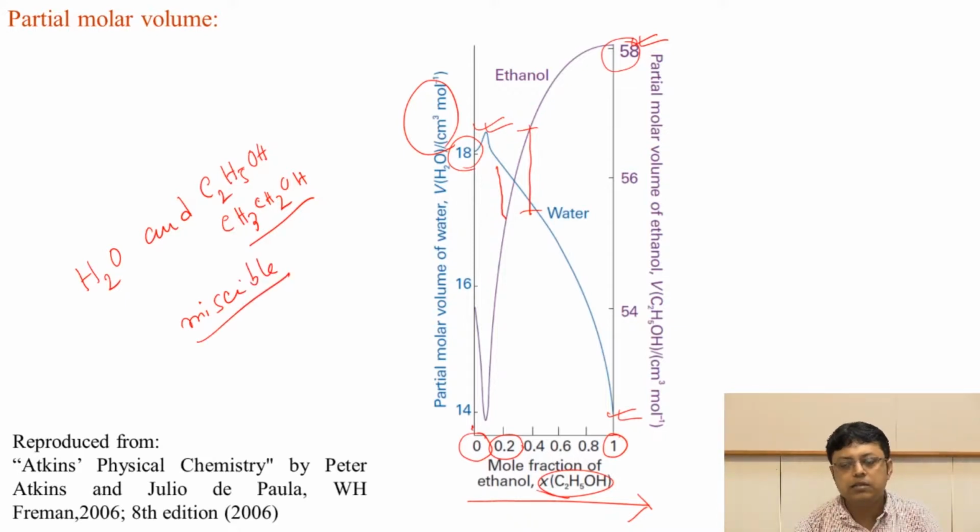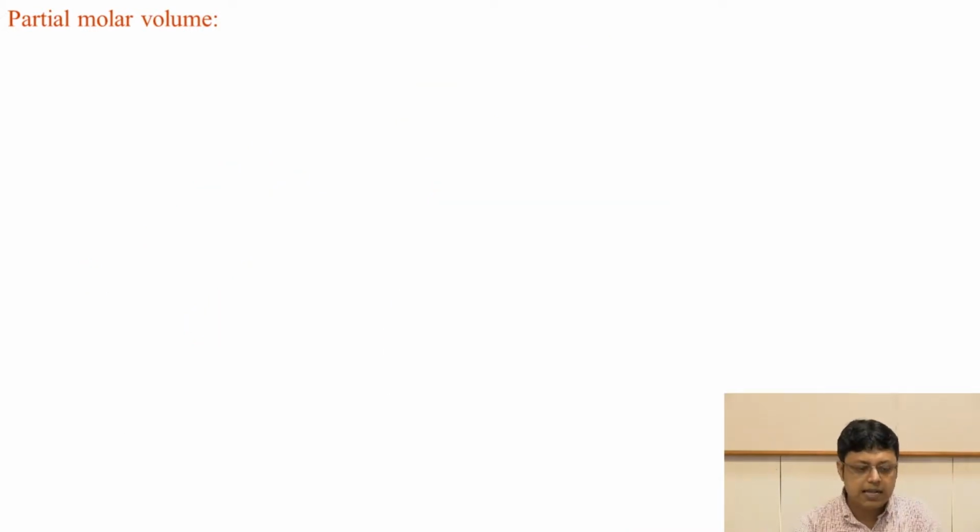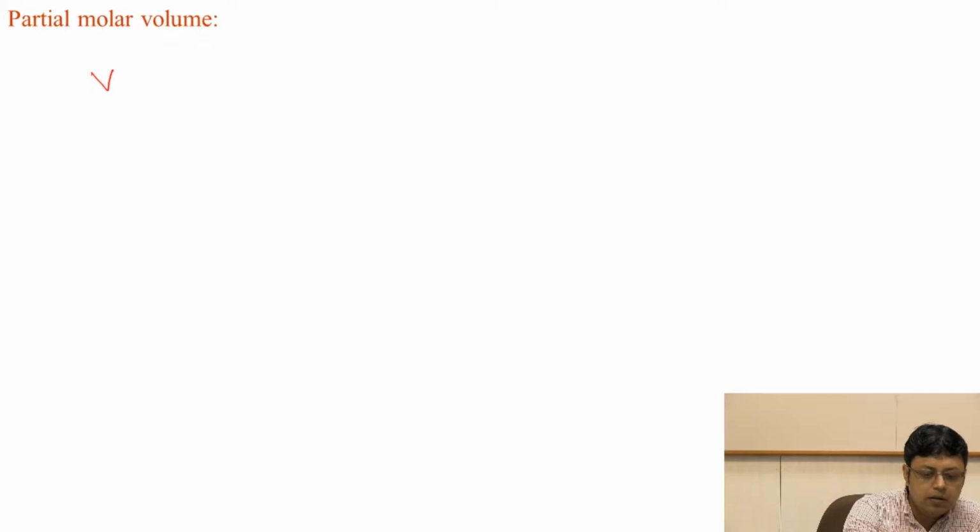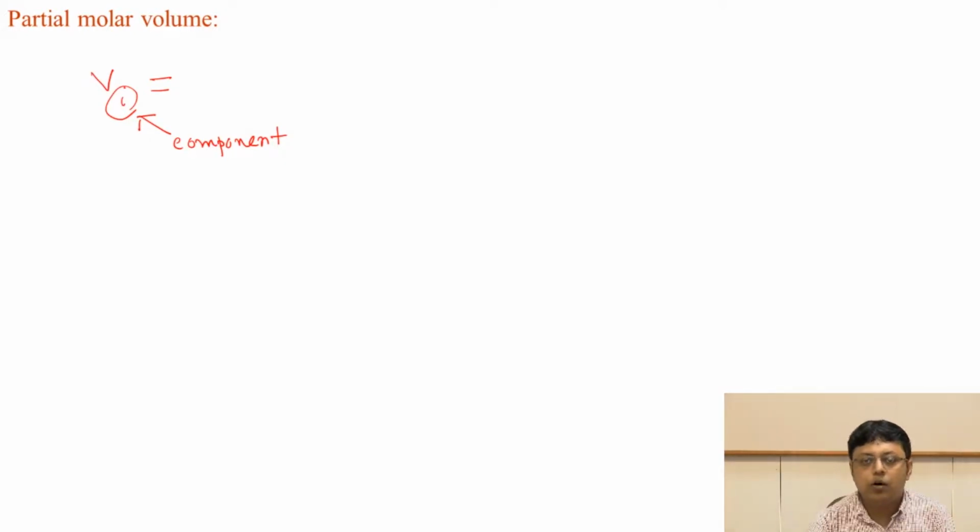So the volume is not simply the addition of the two volumes. Now, in order to quantify that, we define this quantity, the partial molar volume, of any component, which we denote as I. So I is a component. In the previous example, the components were ethanol and water, so it's a two-component system.